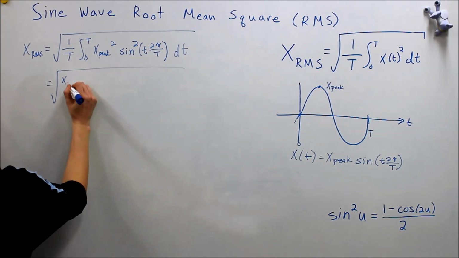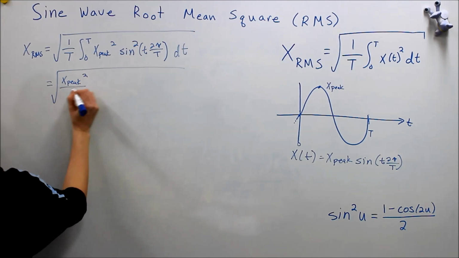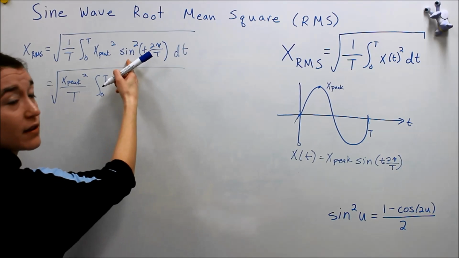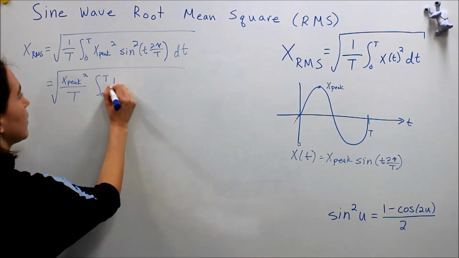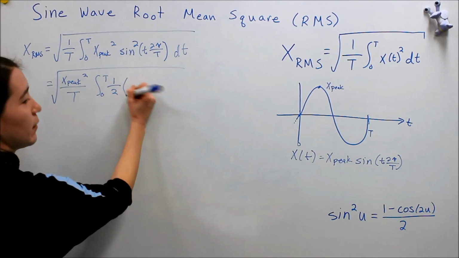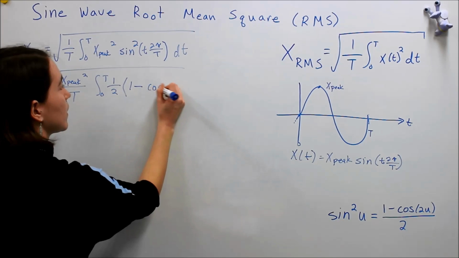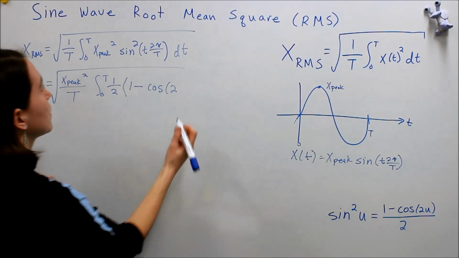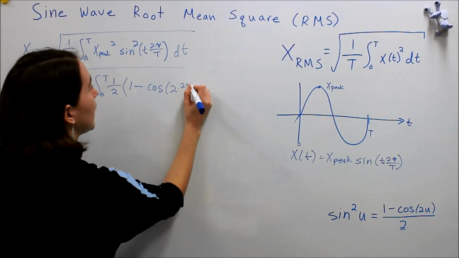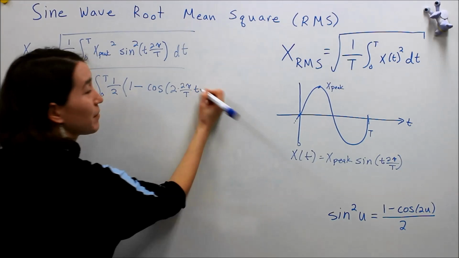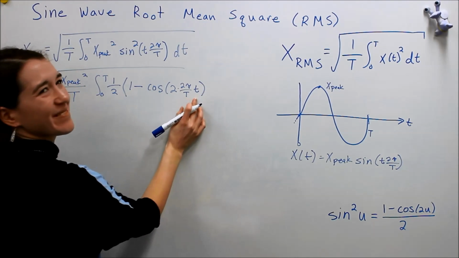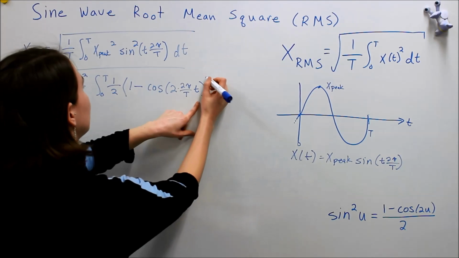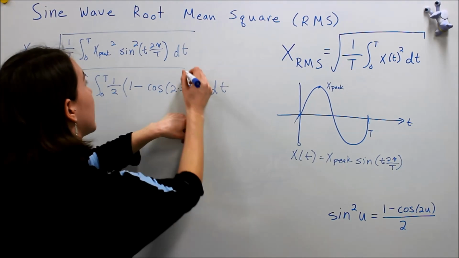So now we have x peak squared over T, and we have the integral from 0 to T of now this value. So I'm going to move the 1/2 to the front, then we'll multiply all that by 1 minus cosine of 2 times u. U in this case is this expression. So it's going to be 2 times 2 pi over T. Sorry, big T and little t. You can just look at what I'm writing. And then this would be the proper expression. Okay, and now we're going to take the integral of that.